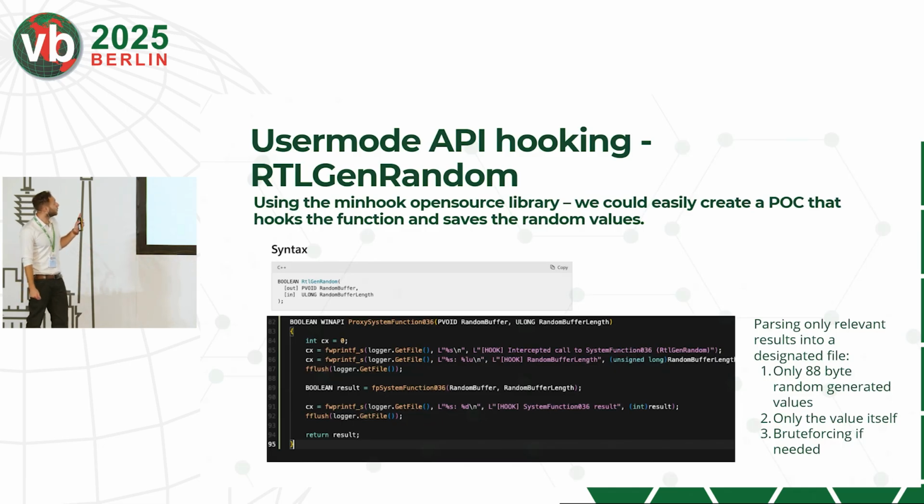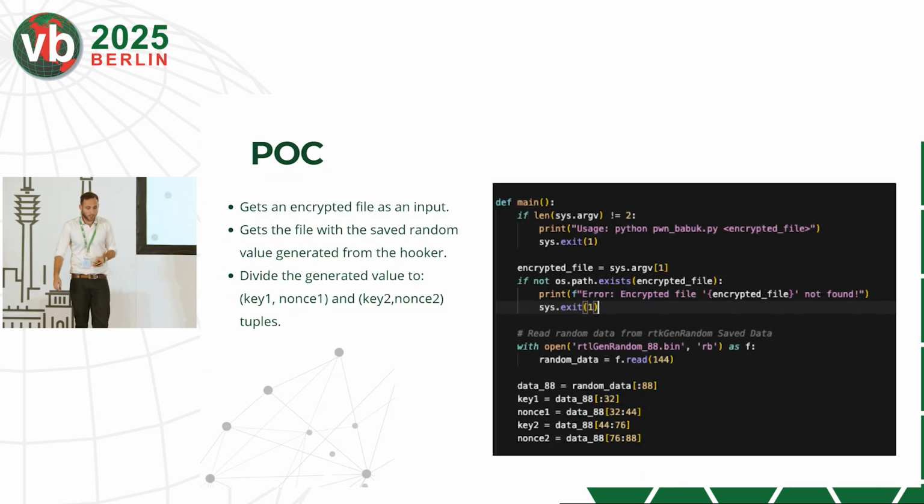Then for the POC, I used the MinHook open source library to basically just hook API calls to get a file with the random generated bytes of the system function 36. From that, I check only the results that have exactly 88 bytes. There shouldn't be a lot, only one, but if there are a couple, we can brute force. And we save that value itself into a different file. Then the POC is pretty straightforward. We mimic everything that the ransomware did.